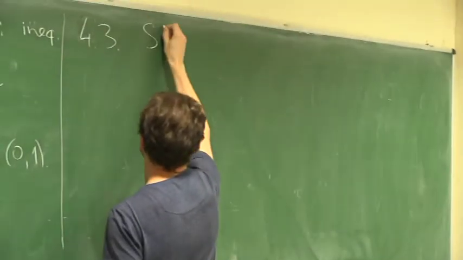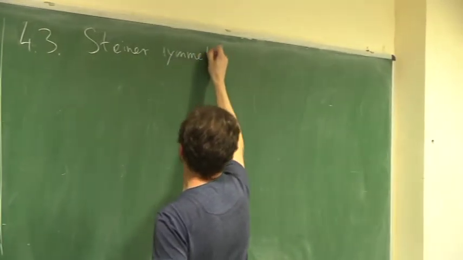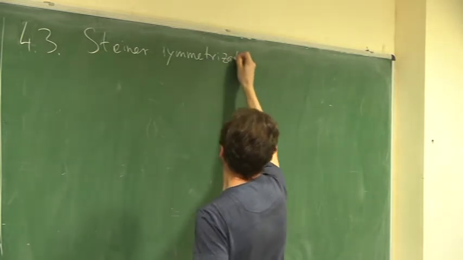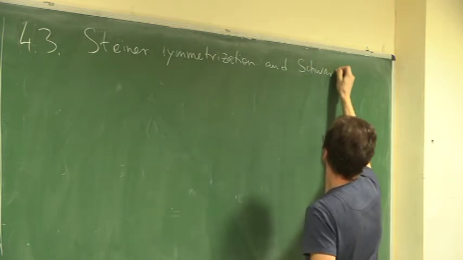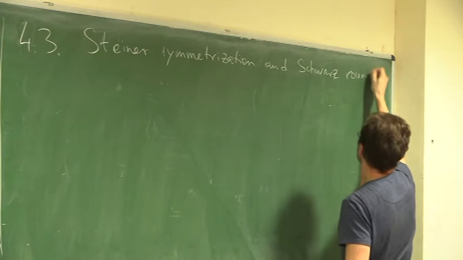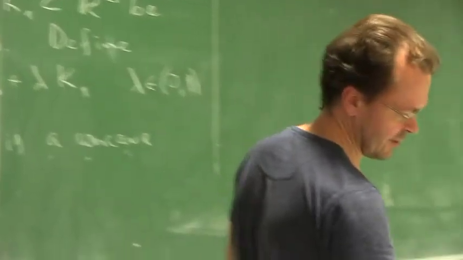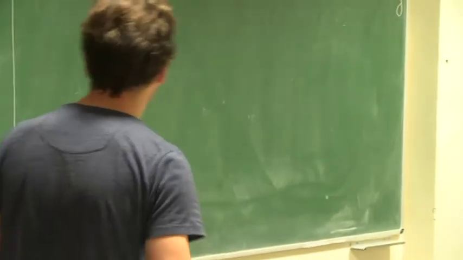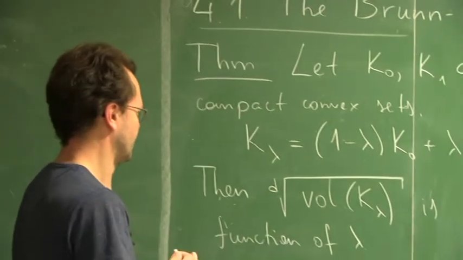So 4.3. The title is Steiner symmetrization and Schwarz rounding. These are the methods with which we prove the Brunn-Minkowski inequality. So first we change the formulation. We reformulate it in a different way.